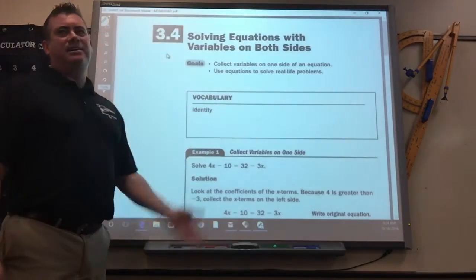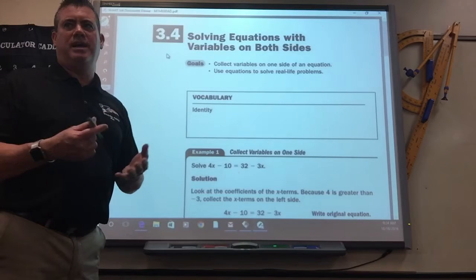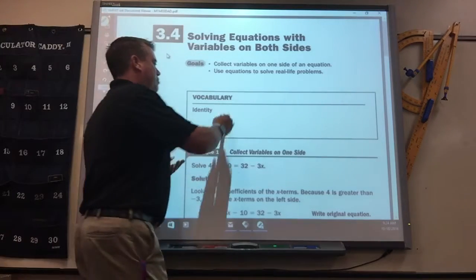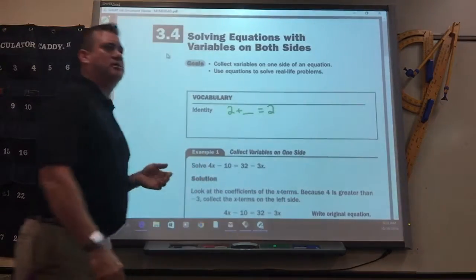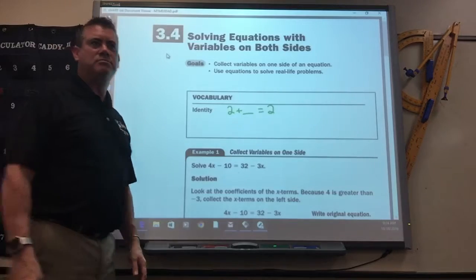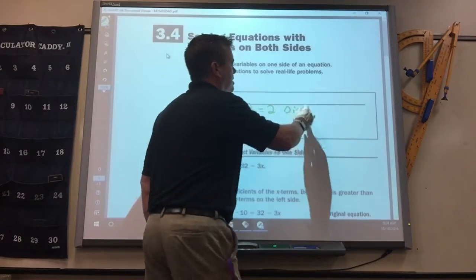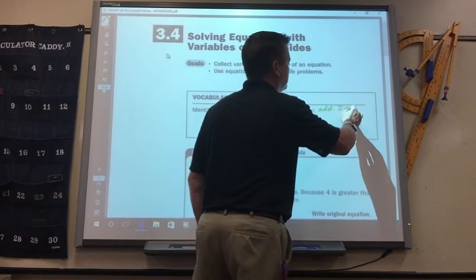Okay, an identity. The identity property is something that doesn't change. There's an additive identity and there's a multiplicative identity. If you've got 2 plus something and you don't want to change what it is, what do you add to the number? 0. So 0 is the additive identity.